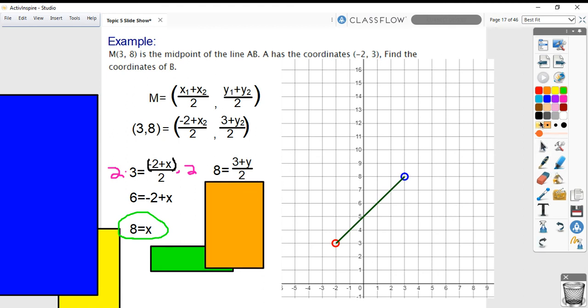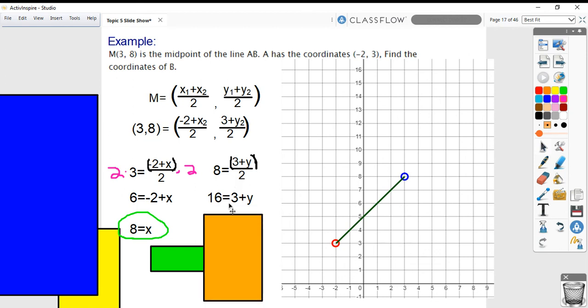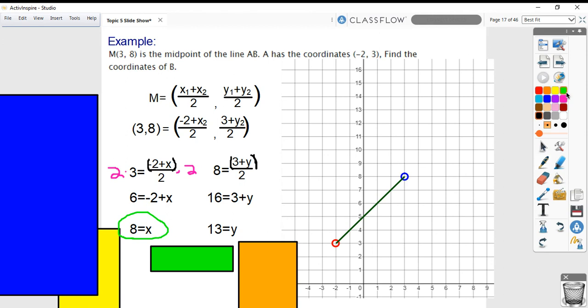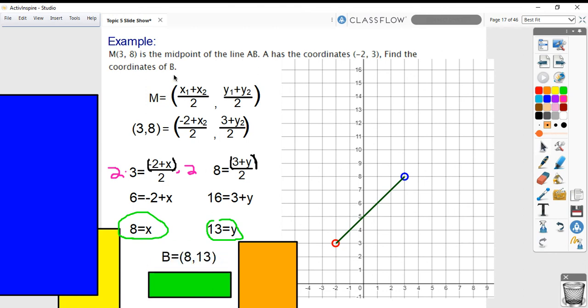Okay, the process right here is the same. All of this on top, you treat it like it's in its own set of parentheses. The whole entire thing is being divided by 2, so we have to multiply times 2. We get 3 plus y all alone, all that stuff from the top of the fraction by itself. We multiply times 2, it gets rid of that denominator, and we got 16 on the other side. Once again, we're one step away from having y by itself, and it's 13. Those two things together, the 8 and the 13, that's what makes up our answer. Our other endpoint that was missing is (8, 13).